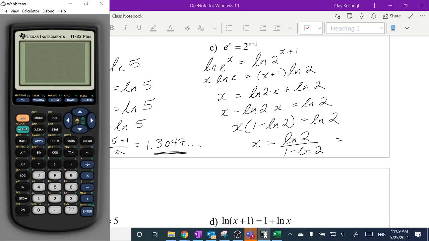So I would say natural log of 2. Don't forget to close the bracket or it's going to think it wants the whole thing as one argument. Divided by, open a bracket because we have to do the subtract before that divide, 1 minus the natural log of 2, close the bracket for the log, close the bracket for the denominator, equals, and that's what I got last time I did this problem, 2.259.